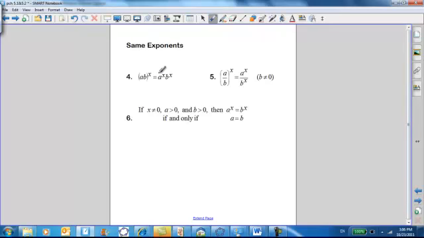Now when you have the same exponents, you can distribute the exponent over multiplication or division. You can also say if a to the x equals b to the x, then a equals b, as long as a and b are both positive. This won't work for something like x squared equals y squared, because you don't know if x and y are positive or negative.